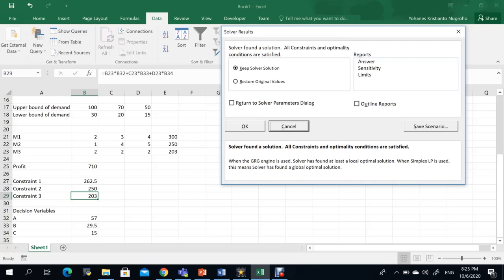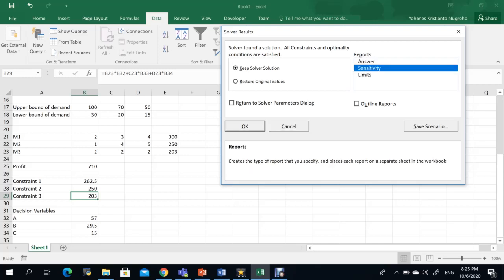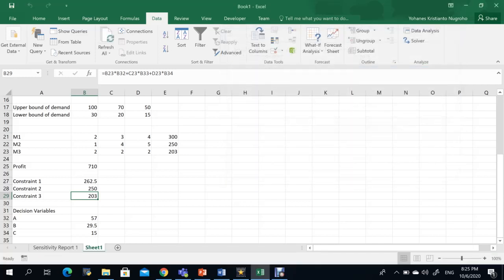Here in our slide, we have the results for the 3 decision variables. A should be produced at 57, B at 29.5, and C at 15. And in addition to this result, we can also print the sensitivity analysis. Therefore we have another sheet as a report.